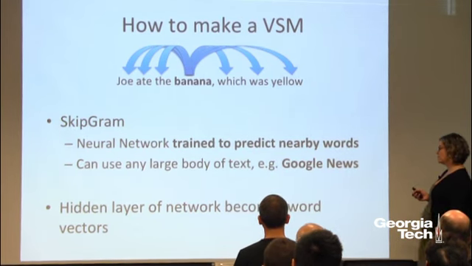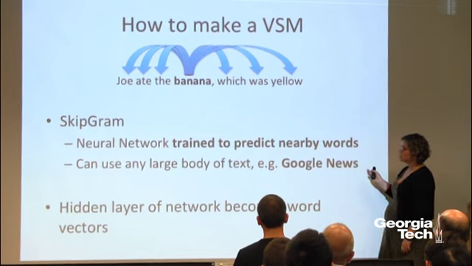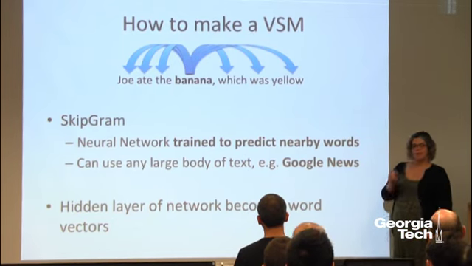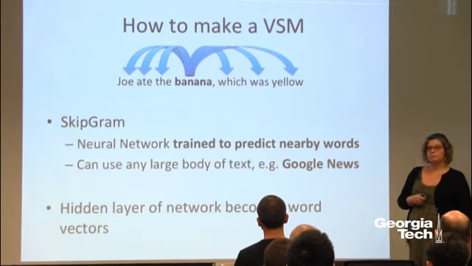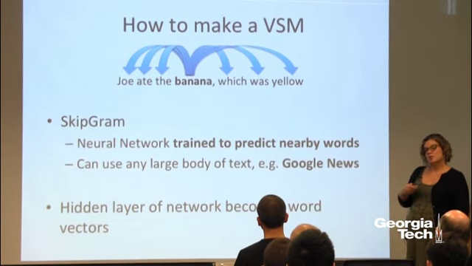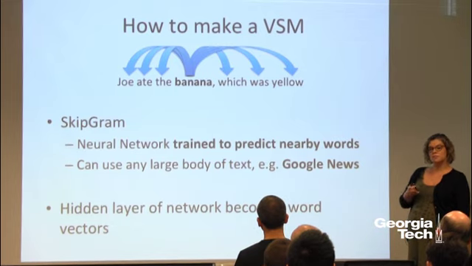So you can use any large body of text. The one we're using today was trained on Google News, so it's a whole bunch of news stories. And the hidden layer of this neural network, there's just one hidden layer, becomes the word vectors. So the hidden representation that the network learns forms the space in which we place words.